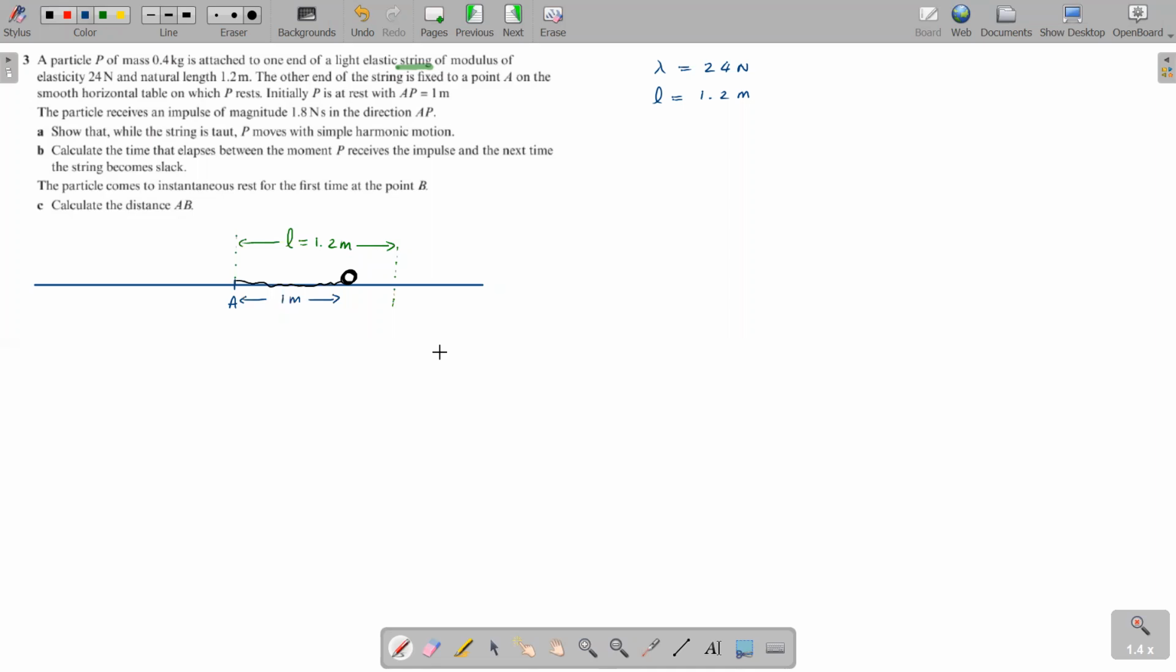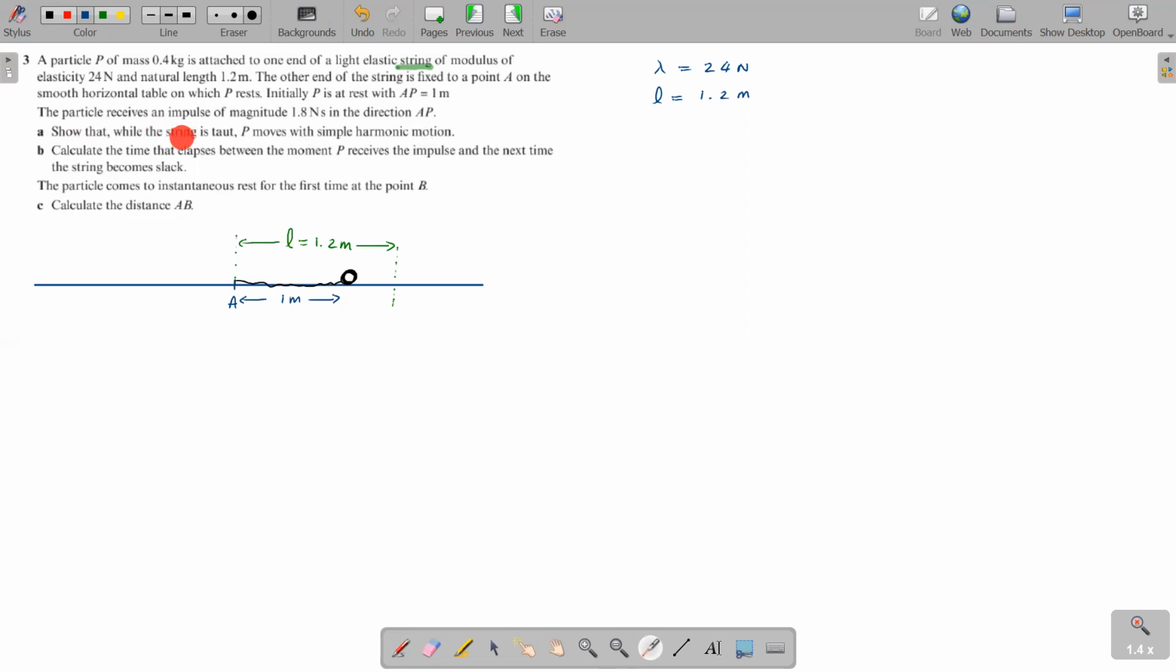Okay, so remember, we can't take an amplitude from here because it's just staying at rest. If you stretch an elastic string beyond its natural length, whatever the initial amount you stretch becomes the amplitude. But over here, when it's just staying at rest, we do not take an amplitude. Are you with me? Okay, they are saying initially particle is at rest with AP 1 meter.